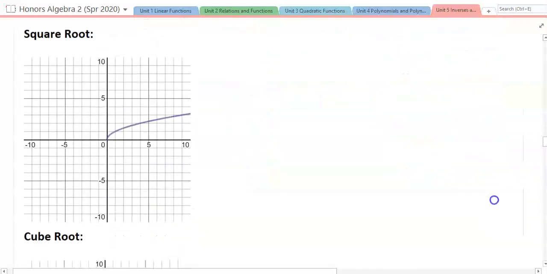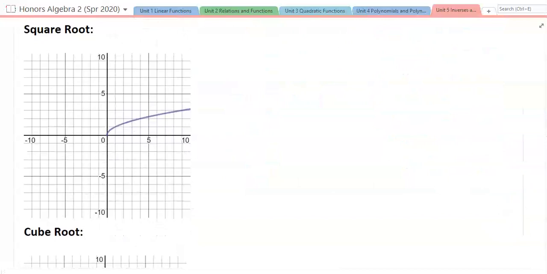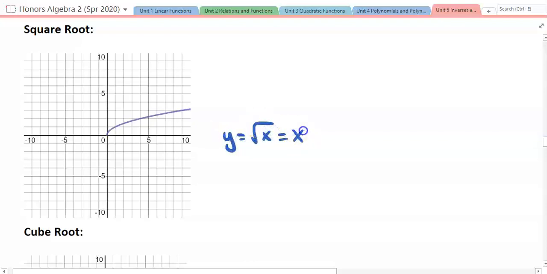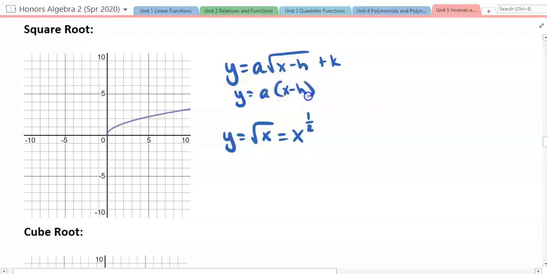Now let's look at two functions that we haven't talked a lot about yet, but we're going to talk more about in this chapter. And so the square root function. So the parent function is y equals the square root of x, which we can also express as x to the 1/2 power. Now, the general form of a square root will be in this form. y is equal to a times the square root of x minus h plus k. And again, you might see it with parentheses with an exponential power, a rational power, instead of with the square root. Either form would be the same.